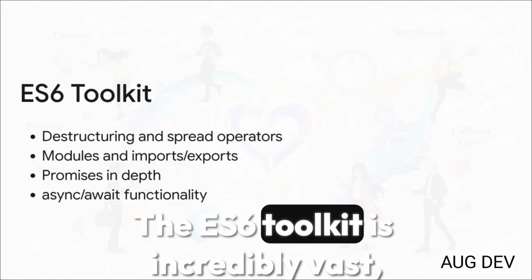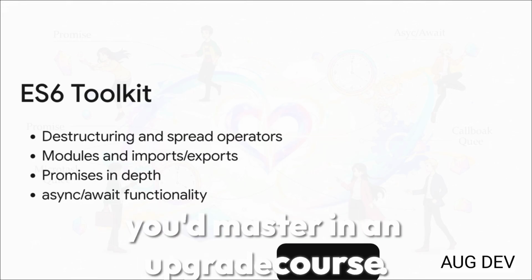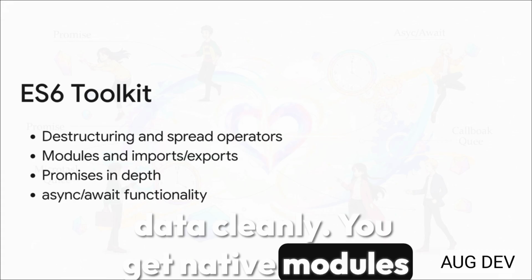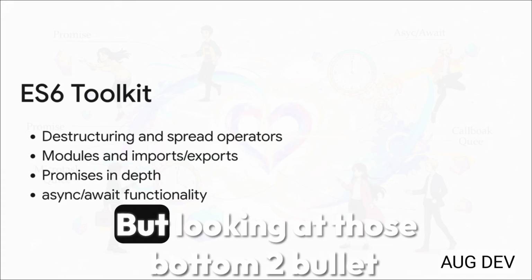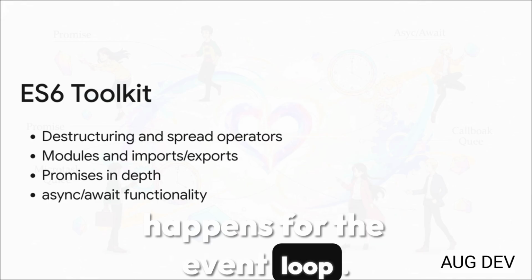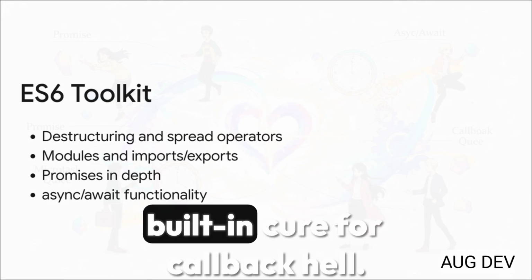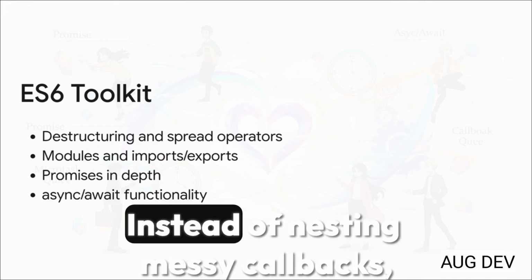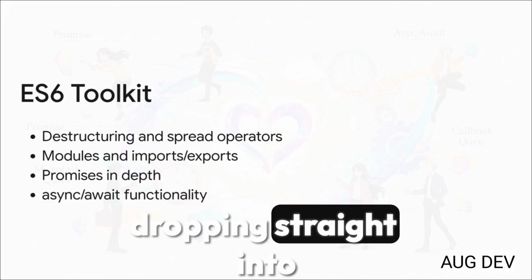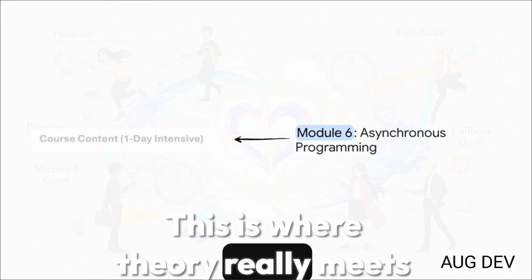The ES6 toolkit is incredibly vast, featuring some powerful tools you'd master in an upgrade course. You get destructuring and spread operators to handle data cleanly. You get native modules to really organize your files. But looking at those bottom two bullet points, this is where the magic really happens for the event loop. Promises and async await. These two features are the modern built-in cure for callback hell. Instead of nesting messy callbacks, promises let you chain operations cleanly, dropping straight into that high-priority microtask queue we talked about earlier.